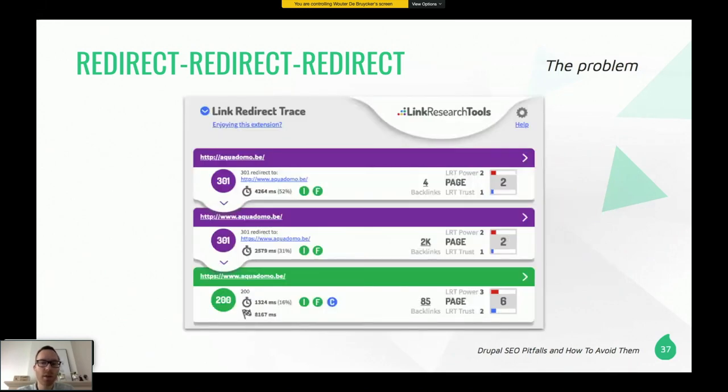This is a screenshot of a link redirect trace. Now this shows that we visited a page on HTTP and without www in front of it. This resulted in a 301 redirect to the www version, which then redirected to the HTTPS version with the www. So it would be better to combine these two redirects into one, and if you visit the first URL, you are immediately redirected to the last one. So combine redirects wherever that's possible.